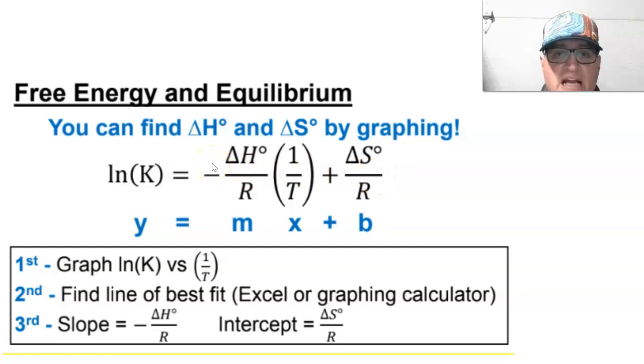But this really shows the multitude of what you do in college and the idea that you can determine these factors from graphing, which is often what they are doing in multiplying and dividing and determining K values in a chemical equation. So likewise, you would graph ln of K versus 1 over T, because that's your x, best fit line, slope, intercept.